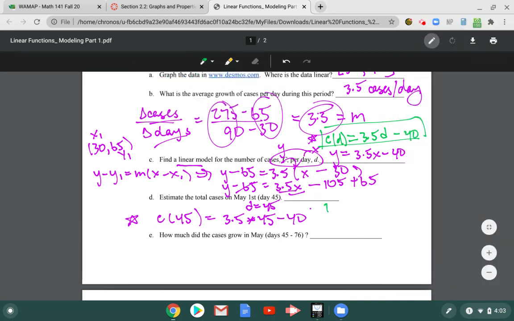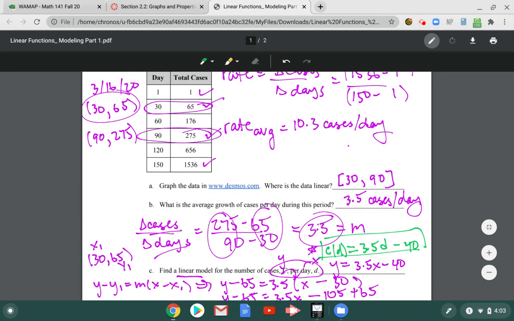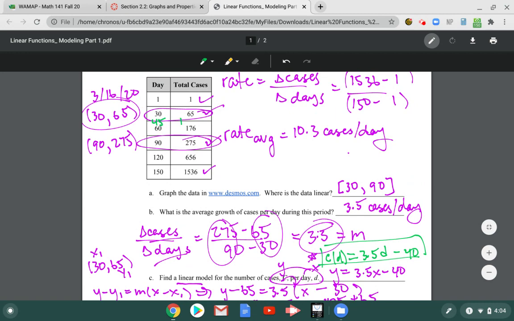108.5. 0.5 what? 108.5 cases. This is day 45. So I could actually add a day right here, day 45. And we had what? 108.5. And it does line up nicely, doesn't it? 108.5 cases.